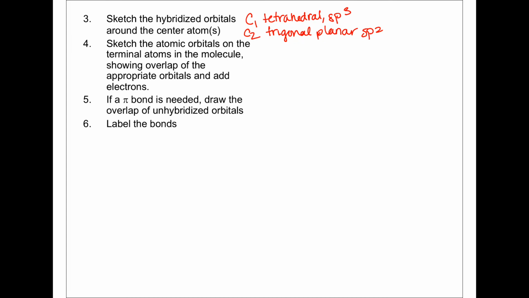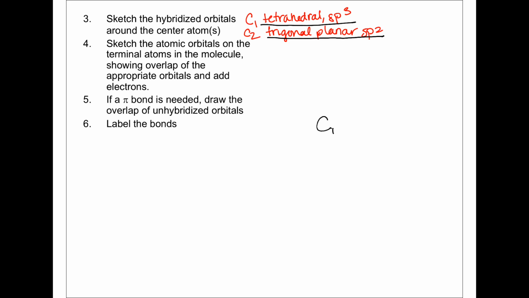So here we go. I just sum this up. Carbon 1 is going to be tetrahedral and sp3 orbitals. Carbon 2 is going to be trigonal planar and sp2. So I'm going to draw these out. Forgive my not great art. I will show you the pretty picture at the end. And I'm going to start by doing carbon 1 first.